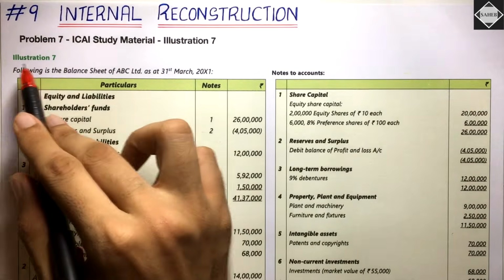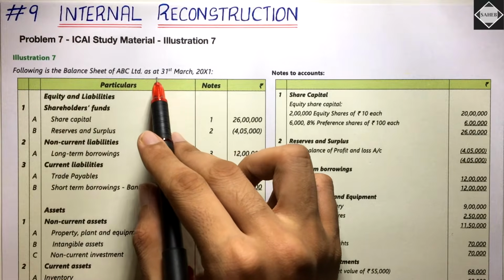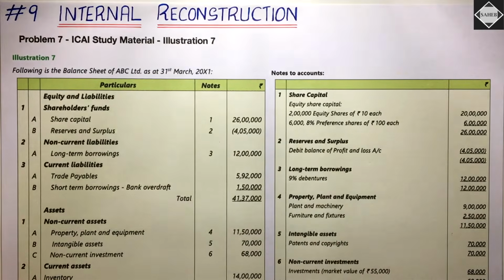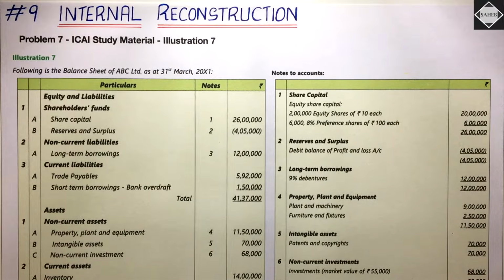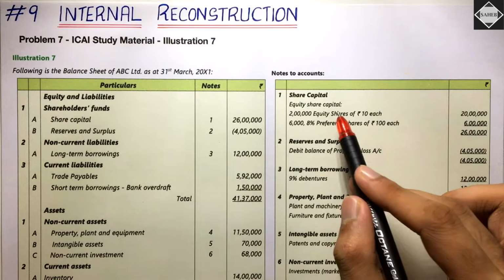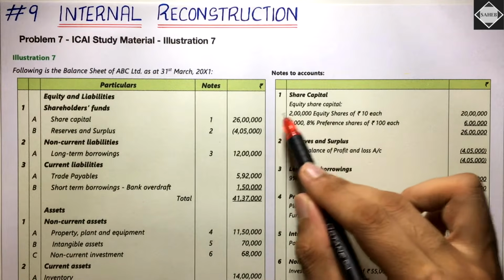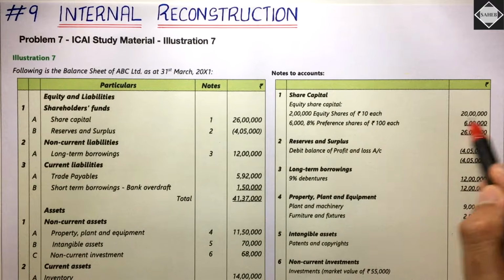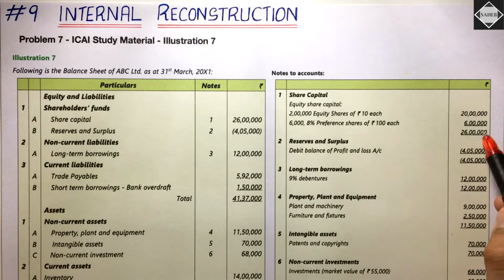See here, illustration 7. Following is the balance sheet of ABC Limited as at 31st March 2021. Here we have been given the balance sheet and notes to accounts. First, share capital is 26 lakhs. We have equity shares and preference shares. Equity shares of rupees 10 each, 2 lakh equity shares, so 2 lakh into 10, that's 20 lakhs. And then we have preference shares of 100 each, 6,000 preference shares at 8%, so that's 6 lakh.